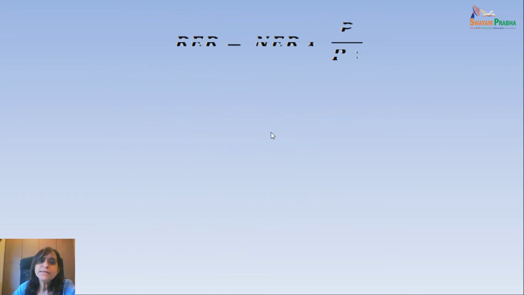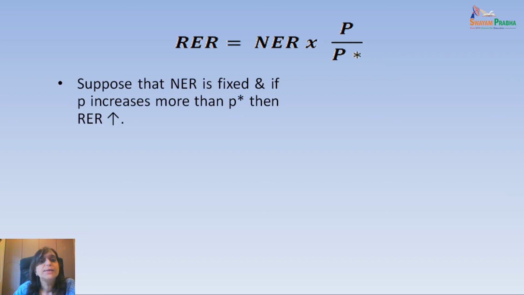Now, let us see again this equation which we had just made. Real exchange rate is equal to nominal exchange rate multiplied by the price ratio, that is, the price level of the domestic market divided by the price level of the foreign market. Now let us see what happens. Suppose this NER is fixed. Let us assume there is no change in the nominal exchange rate.